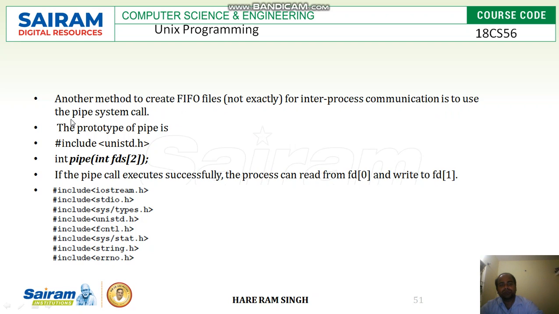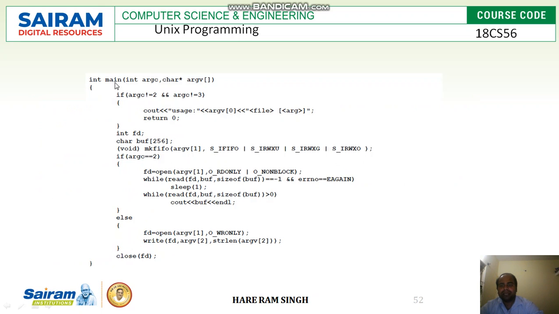Another method of creating a FIFO file for inter-process communication is to use the pipe system call. We can call pipe(int fds[2]). This API will return two file descriptors. One is file descriptor 0, another is file descriptor 1. File descriptor 0 is used for reading the data from the FIFO, and file descriptor 1 is used to write the data into the FIFO.